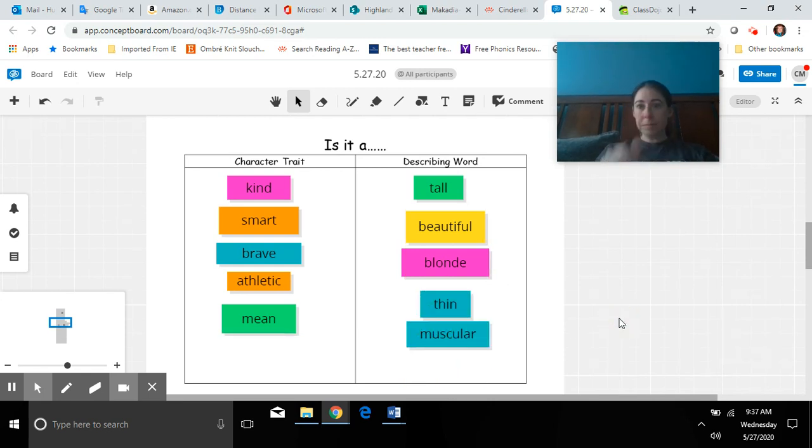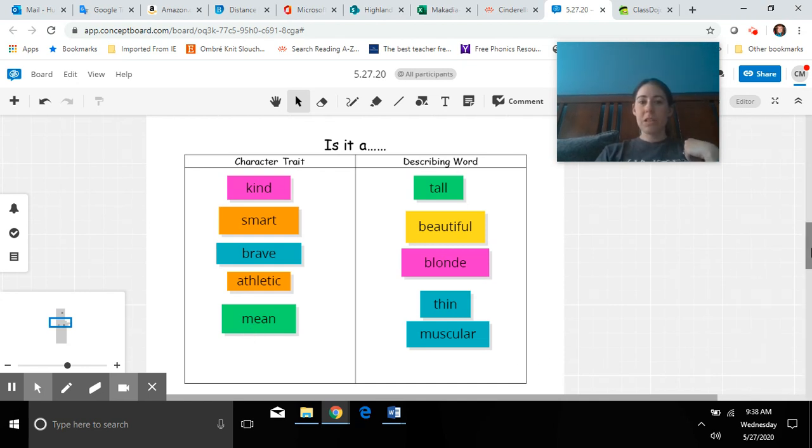Let's look at the list that we came up with of character traits. Character traits. I say, you say. Kind. Kind means nice. Smart. Brave. Athletic. Mean. These are not the complete list of character traits. There are many, but I just wanted to get your brains thinking about the kind of words that are character traits as we move forward today.